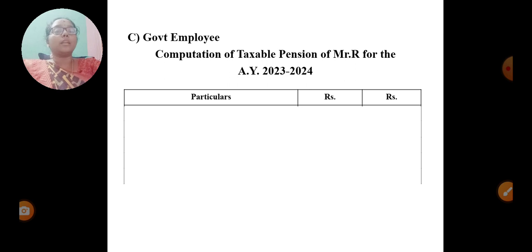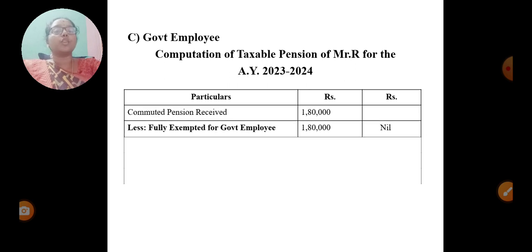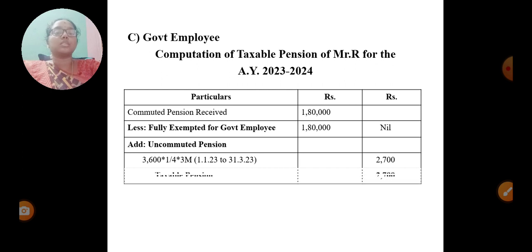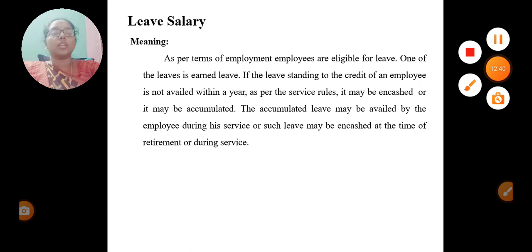And for the government employee, commuted pension is fully exempted. So he need not pay the tax on it. But uncommuted pension is taxable to all. Whether he is a government employee or a non-government employee, both have to pay the tax on uncommuted pension. So 1/4 of the pension is uncommuted. So 3,600 into 1/4 into 3 months, that is 2,700. So the taxable pension is 2,700. These are all the points relevant to the pension.